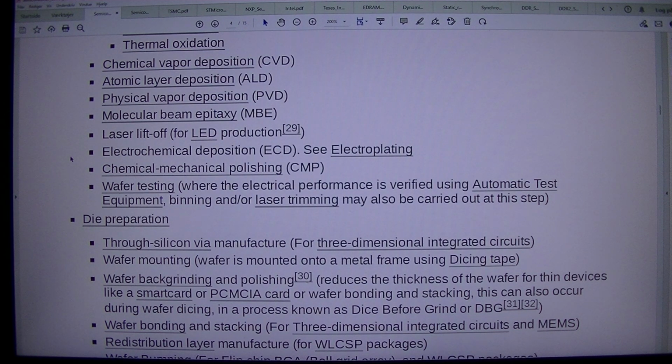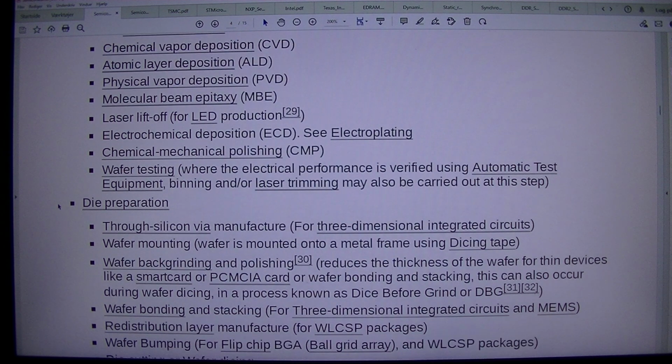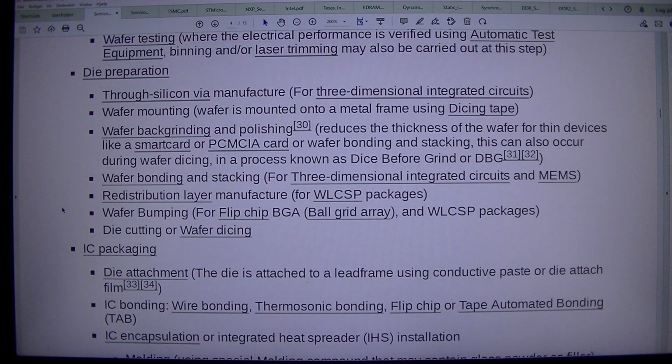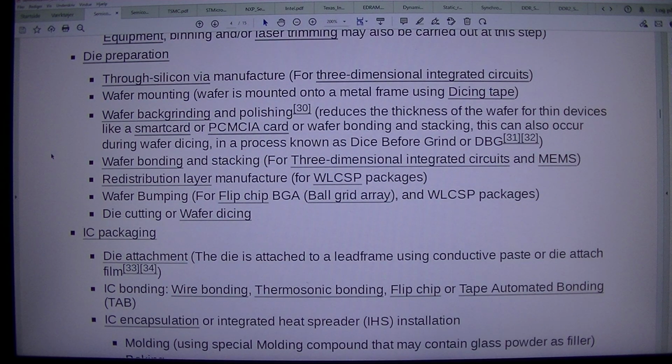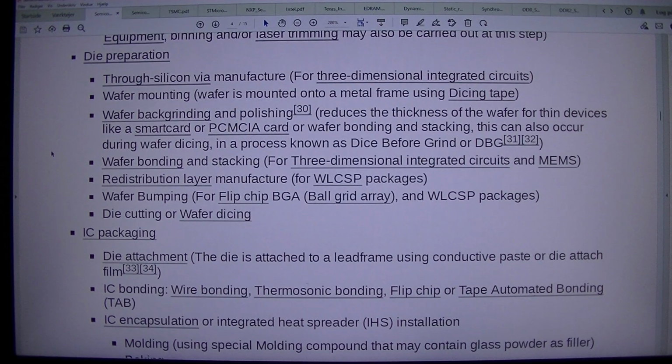Electrochemical deposition, ECD. Electroplating. Chemical mechanical polishing, CMP. Wafer testing, where the electrical performance is verified using automatic test equipment. Binning and/or laser trimming may also be carried out at this step. Die preparation: through silicon via manufacture, for three-dimensional integrated circuits.